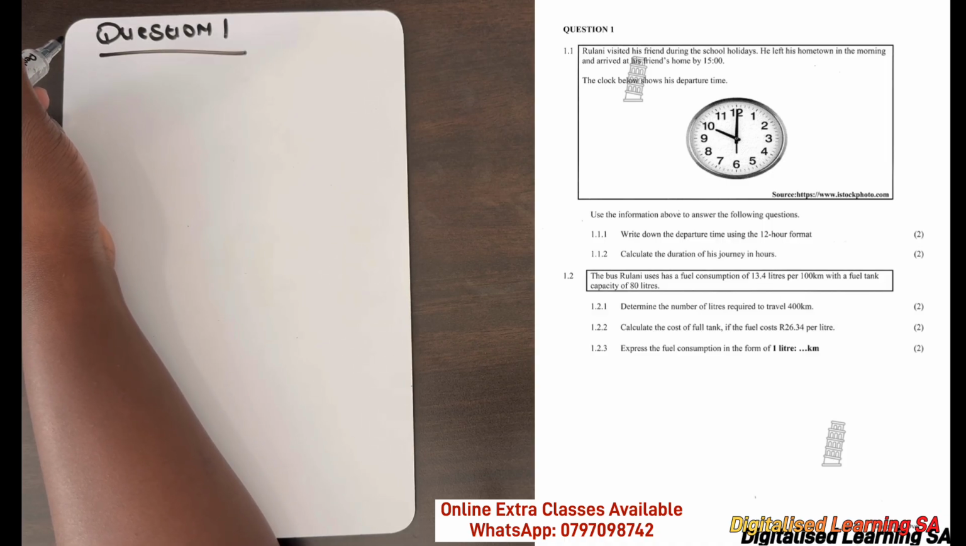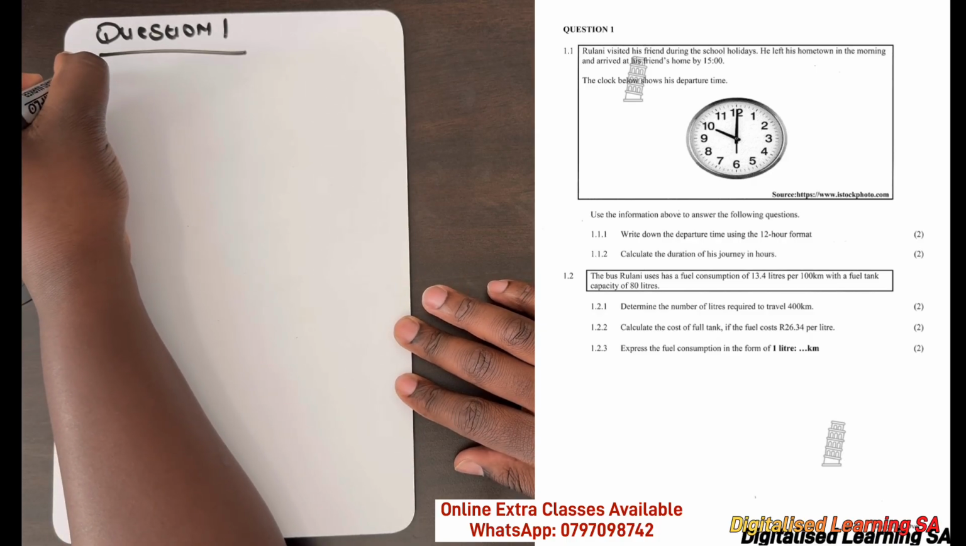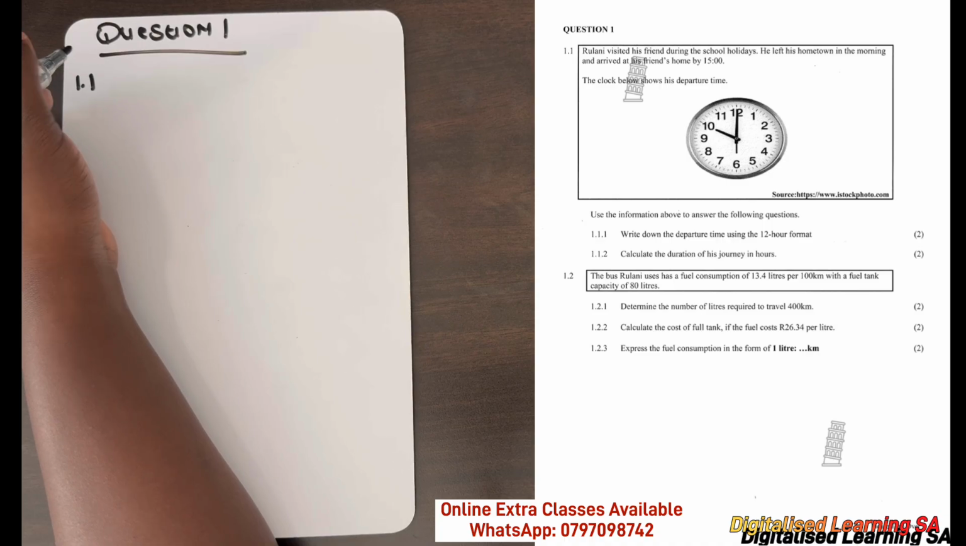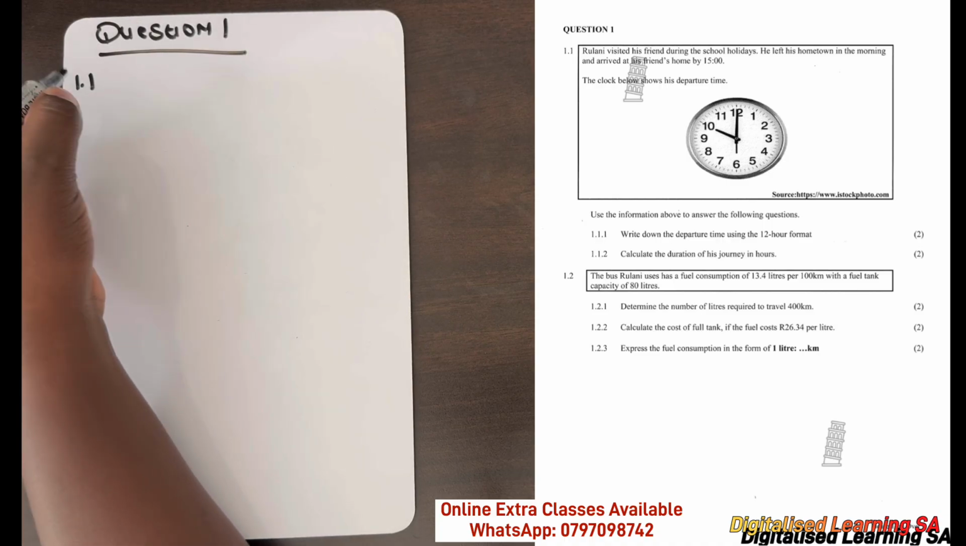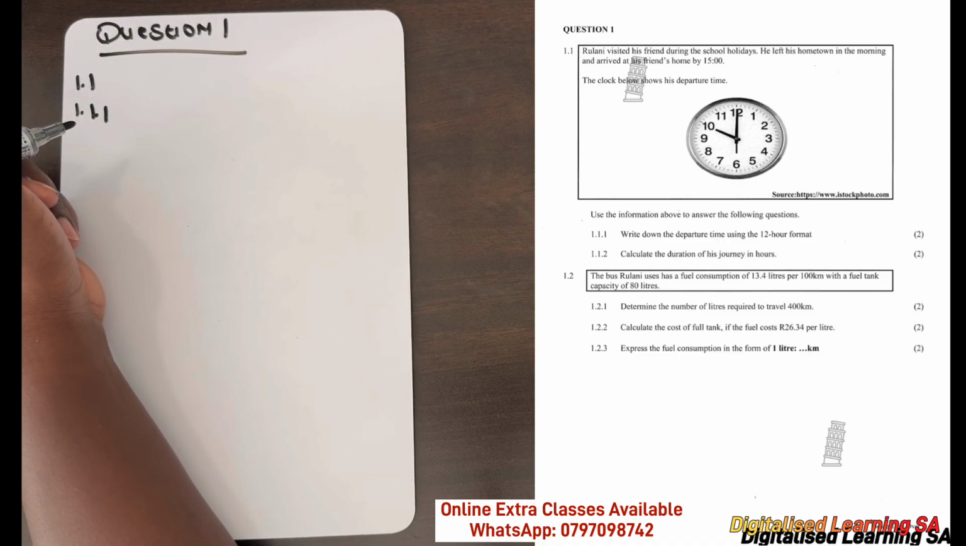Okay, so we are told that Rulani was visiting a friend and he left where he stays in the morning and arrived at his friend's home in the afternoon. And we are given the clock that shows the time that he left home. Now we are told to use this information to answer the questions that follow. So we will start with question 1.1.1. Question 1.1.1 says write down the departure time using the 12-hour format.